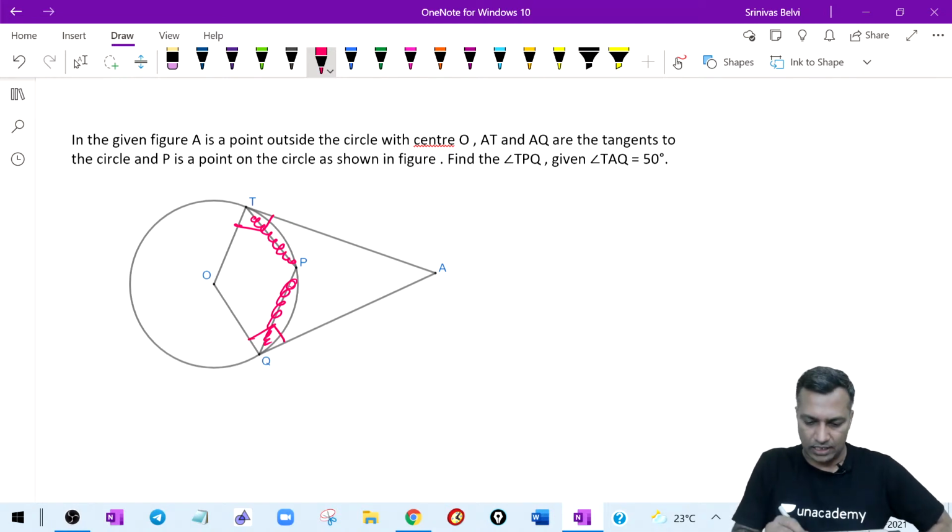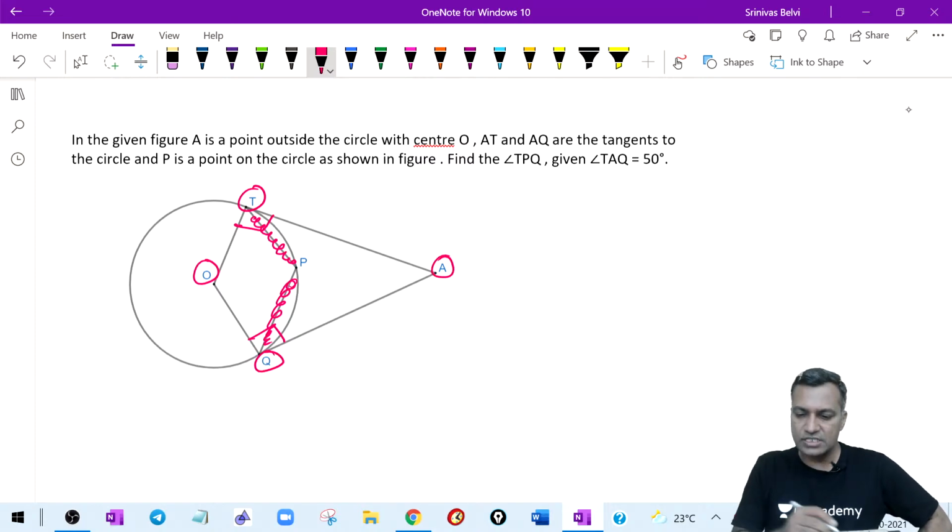Look at this quadrilateral, O, T, A, Q. O is the center, as given. This is a tangent, and this is the radius drawn towards the center. Tangent and the radius, therefore that is 90 degrees, 90 degrees.